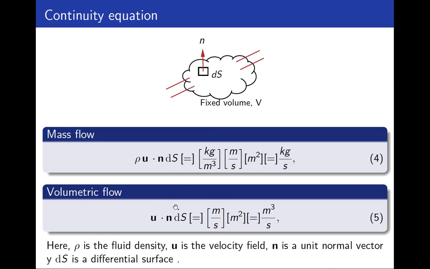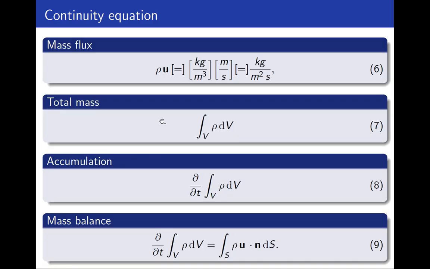And then the volumetric flow, which has units of cubic meters per second, can be calculated as follows. We don't multiply by density, so this product without the density just gives us the volumetric flow. And then we also define a new quantity, which is the mass flux. You can see that the mass flux is defined as the density multiplied by only the velocity, and this gives units of kilograms over square meters multiplied by seconds. So mass flux is just the flow of mass that crosses a surface.